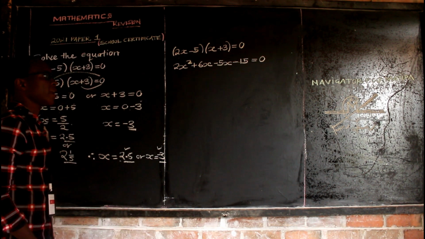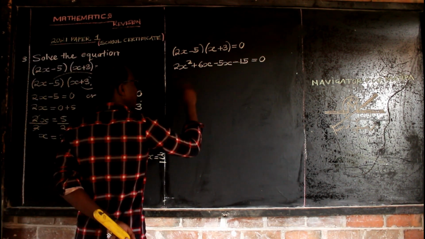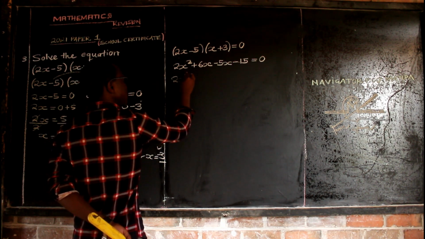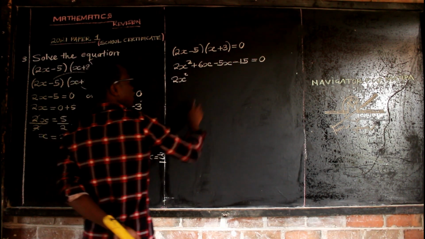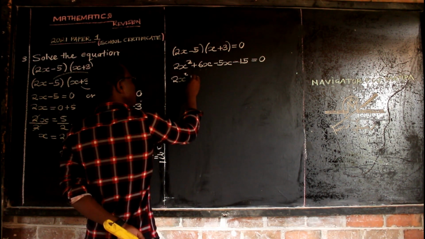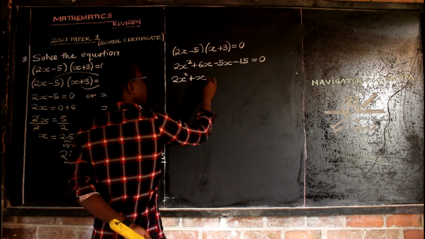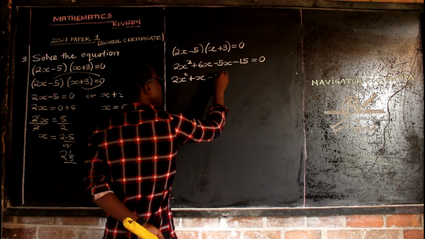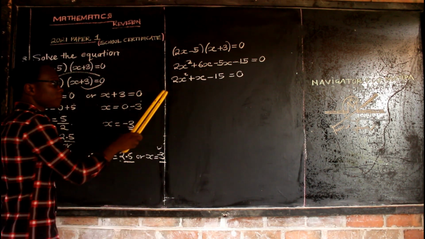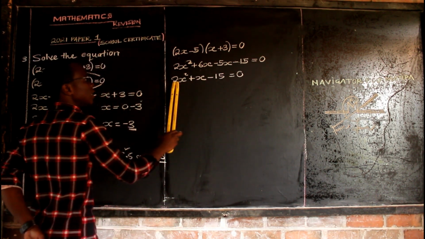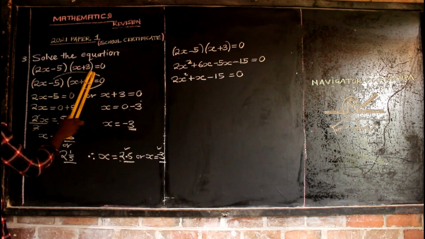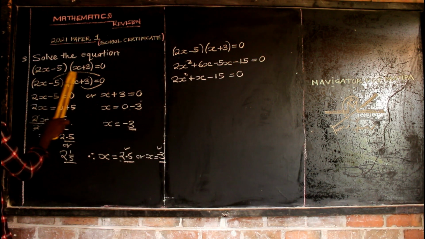Yes, so now we are going to simplify. Okay? We have expanded, let's simplify now. So you maintain 2x squared. Okay? Then 6x minus 5x, you obtain positive what? Positive x. Then minus 15 is equal to what? Is equal to 0. So this is the quadratic equation from which this part came from. Okay? Now let me show you now. Let us come up with this part.